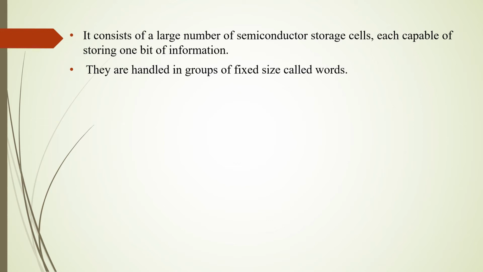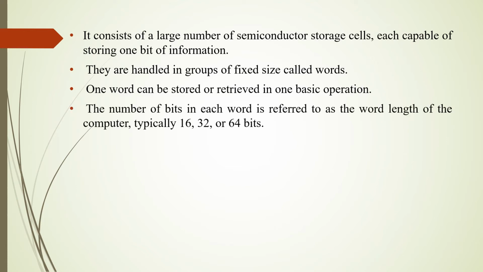The computer memory system consists of a large number of semiconductor storage cells which are capable of storing one bit of information. They are handled in groups of fixed size that we call words. One word can be stored or retrieved in one basic operation. The number of bits in each word is referred to as the word length of the computer, and typically it will be 16, 32 or 64 bits.